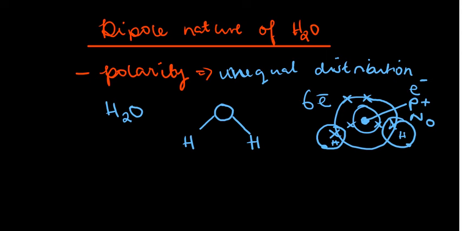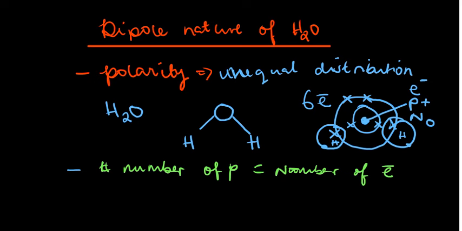Now I want you to notice something. According to atomic structure, the number of protons is equal to the number of electrons. This point right here is very important. The number of protons is 6, so there are 6 protons in the nucleus, which is to say there are also 6 electrons. So we have 6 protons and 6 electrons.